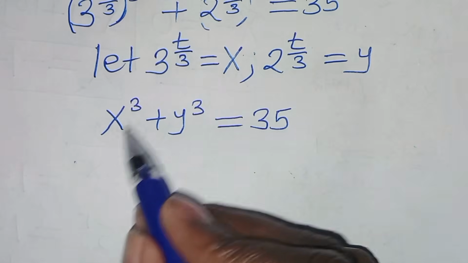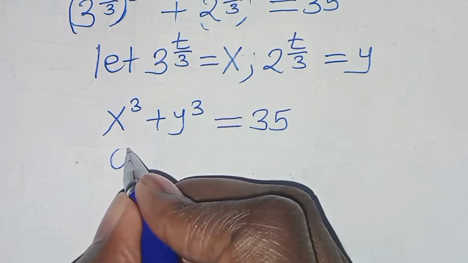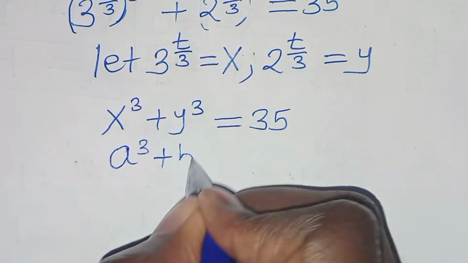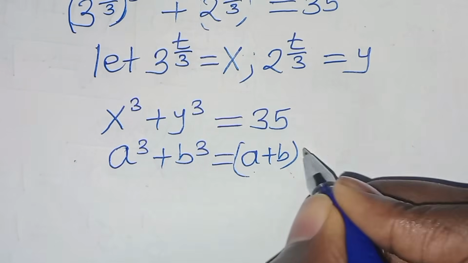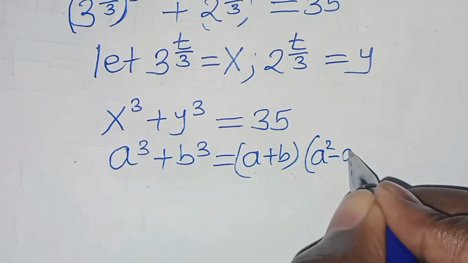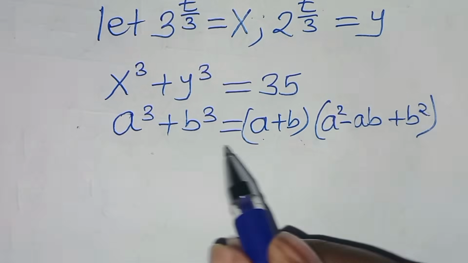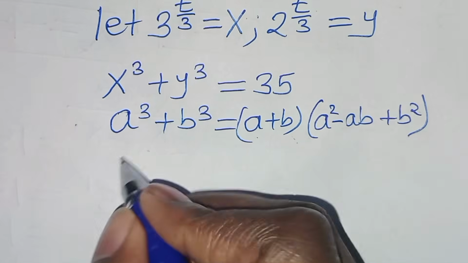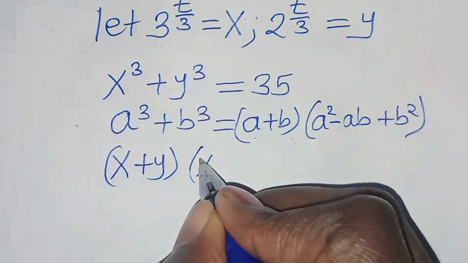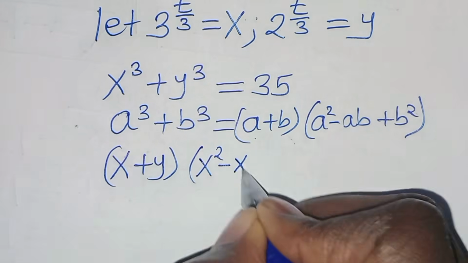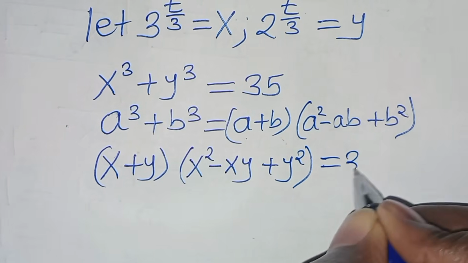The next step is that x to the power of 3 plus y to the power of 3 is the sum of two cubes, which you can express as a to the power 3 plus b to the power 3, which we can express as a plus b, and then here we have a squared minus ab plus b squared. Applying this identity, from here we have x plus y, then x squared minus xy plus y squared. This is equal to 35.